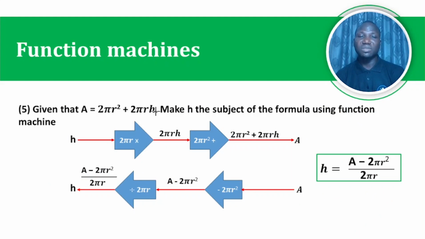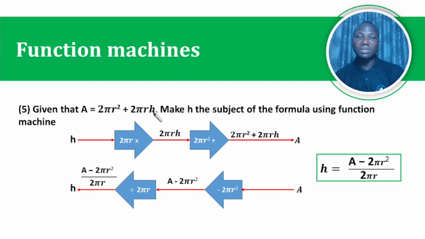We have to make h the subject, therefore h will be the input to the first machine. Now look at the h. Clearly the h has been multiplied by 2 pi r. That means that the function of the first machine is to multiply the h that is coming into it by 2 pi r. So this first machine will multiply the h by 2 pi r. Therefore 2 pi r h will come out of the first machine.